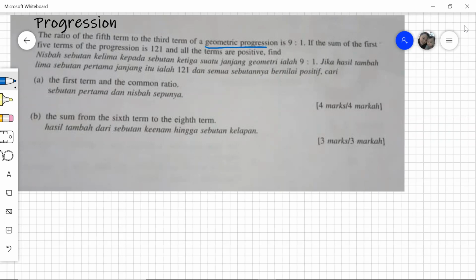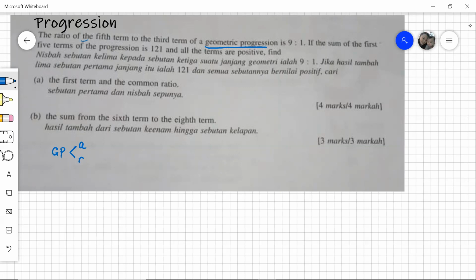And please remember that for geometric progression, the two very important things that we need to find will be the first term A and the common ratio R. With these two, we can solve all the questions in geometric progression. Now let's look at the information that we have in this question. It says that the ratio of the fifth term to the third term of a geometric progression is 9:1.